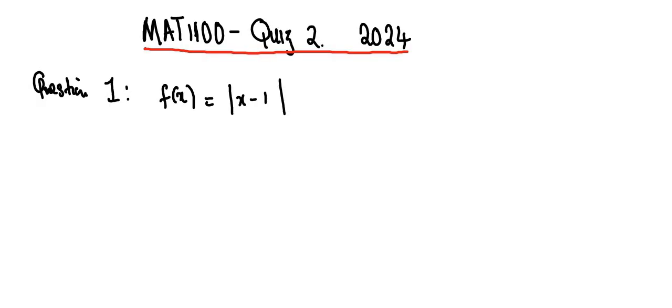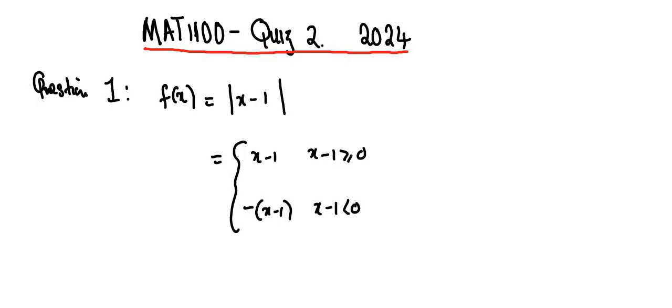So whenever given a function like this one, we always have to redefine the function into a piecewise function, and this is just going to become x minus 1, provided x minus 1 is greater than or equal to 0, or negative of x minus 1, provided x minus 1 is less than 0. So this is coming from the definition of anything that's in a modulus. This is just for your own reminder's sake.